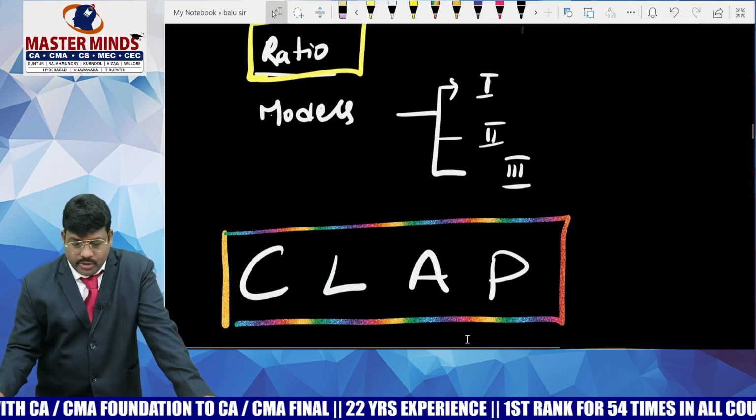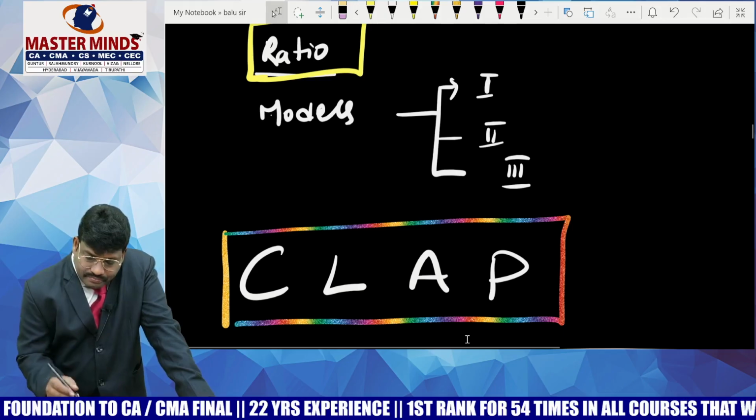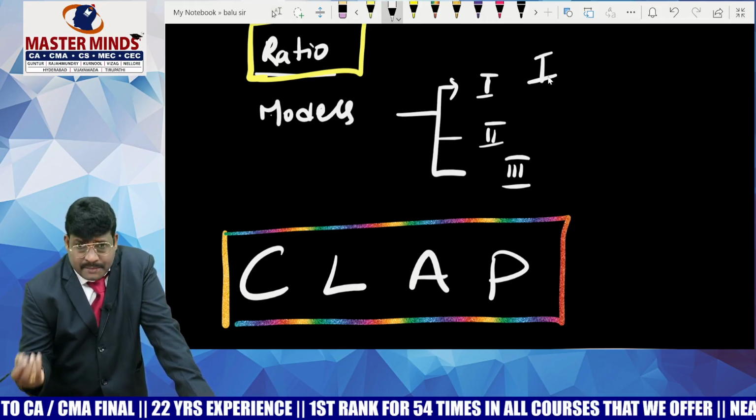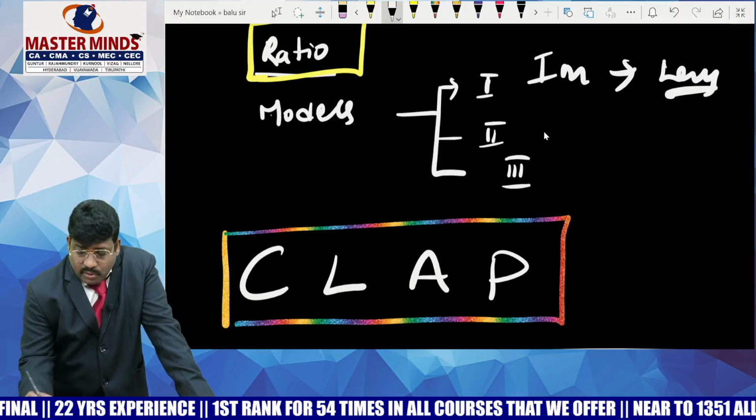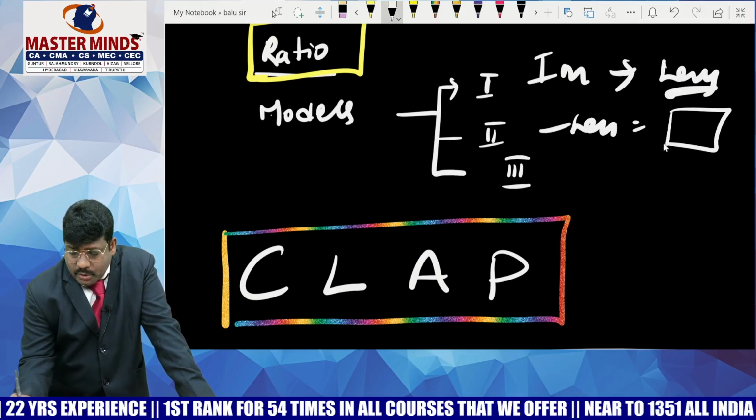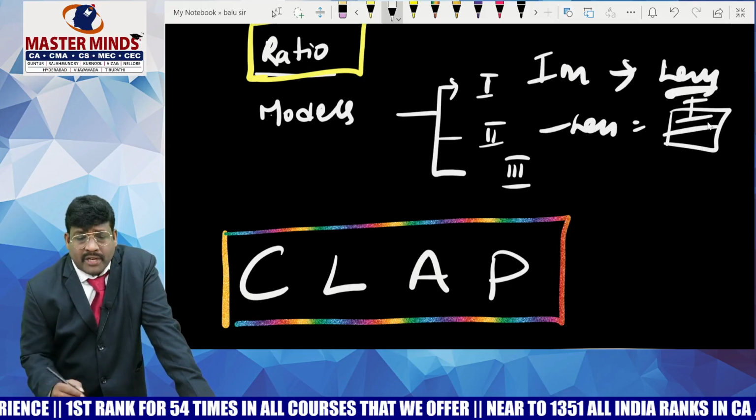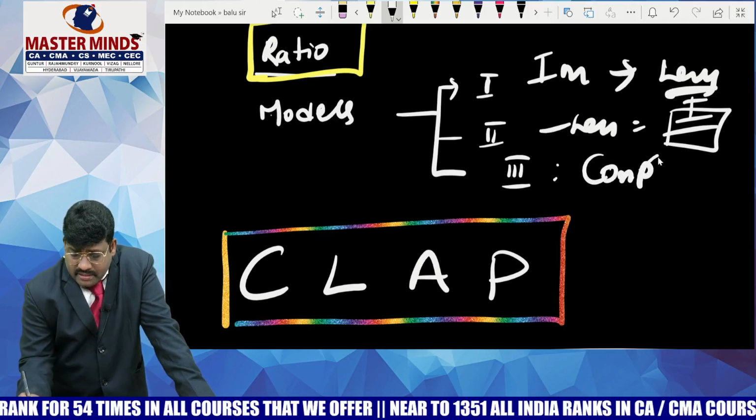Coming to ratios, in ratios also there are 3 models if you observe. Number 1, they will give you some basic information, that is the income statement, and ask you to calculate various ratios. Second, they will give you ratios and ask you to prepare the income statement as well as the balance sheet, that is, the profit and loss account and balance sheet. And third, they will make it complex.